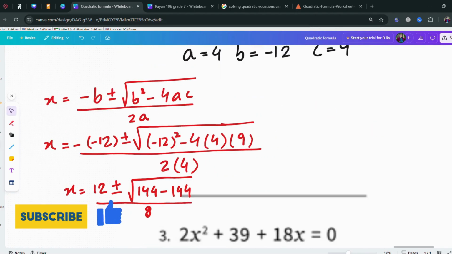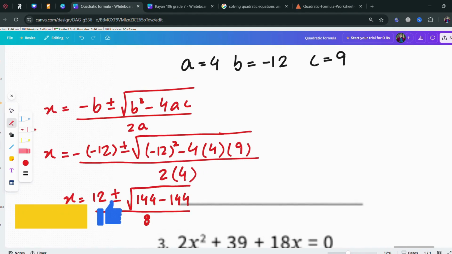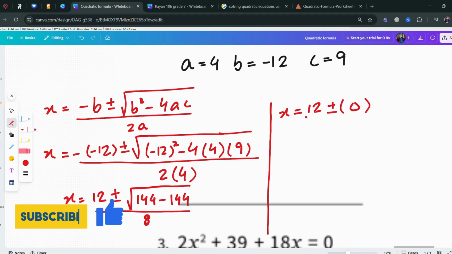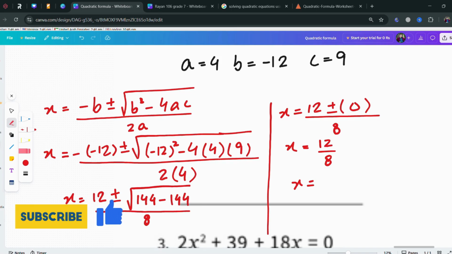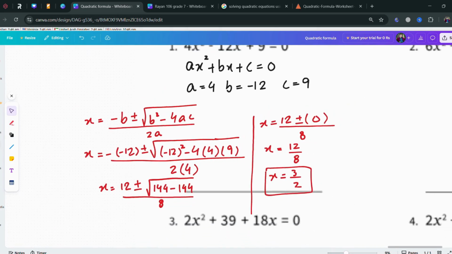So now, as you can see, 144 will cancel out with the other 144. So I will be left with x equals 12 plus minus 0, divided by 8. So by this way, x is equivalent to 12 over 8. If you simplify it, that should be 4 times 3 is 12 and 4 times 2 is 8. That is the solution for the very first question that we have.